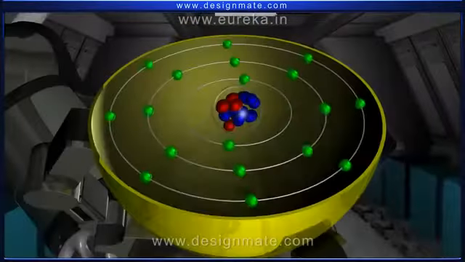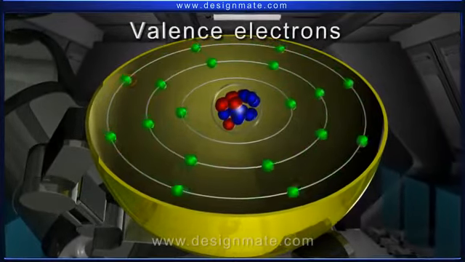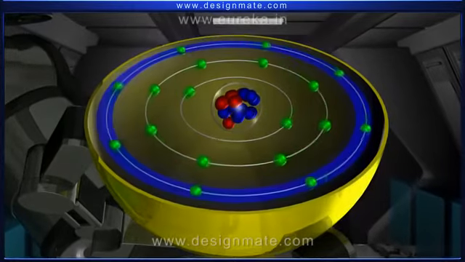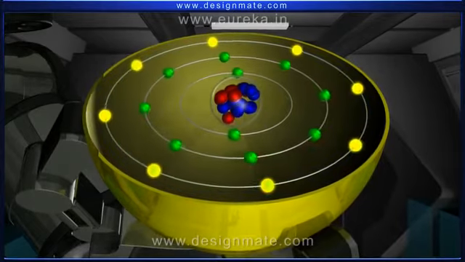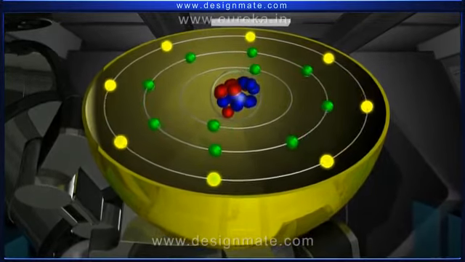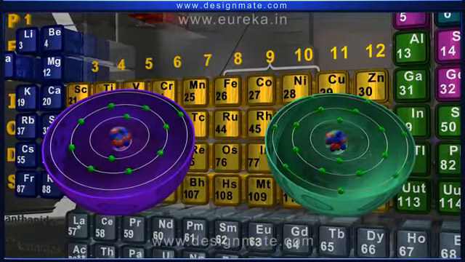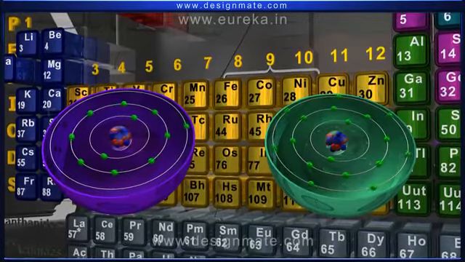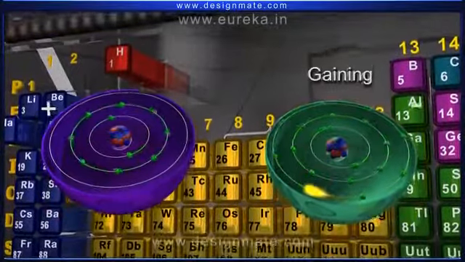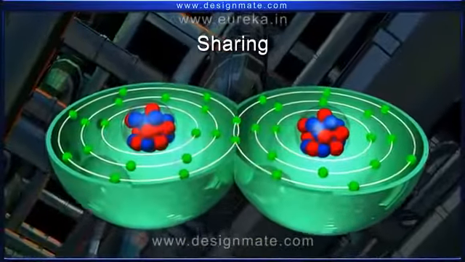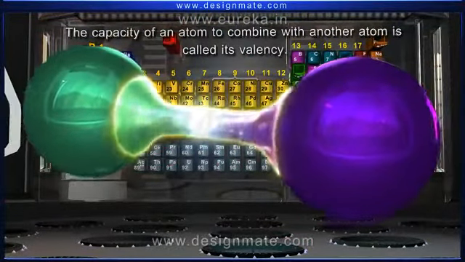Summary: we have studied that the number of electrons present in the outermost orbit are known as valence electrons, and the outermost orbit is called a valence orbit. The maximum number of electrons that can be accommodated in the outermost orbit are 8. Elements with incompletely filled valence orbits have the tendency to complete their octet configuration by losing, gaining, or sharing their electrons. This capacity of an atom to combine with another atom is called its valency.